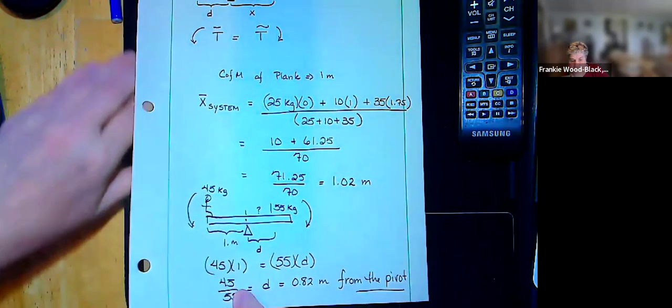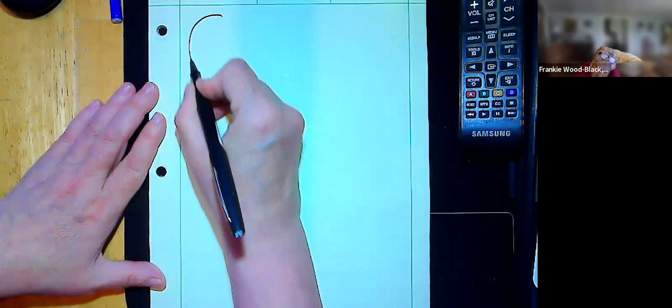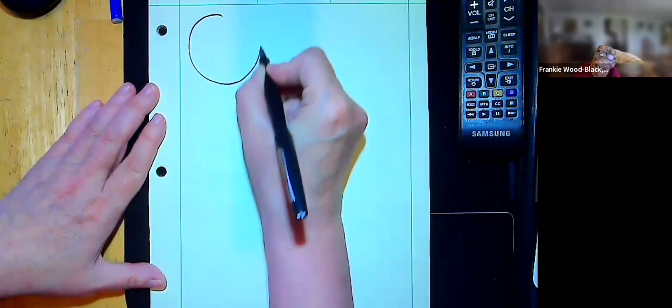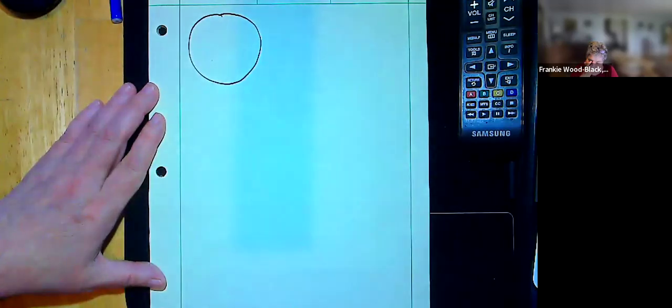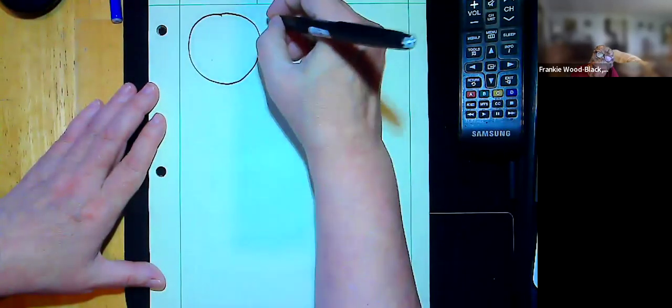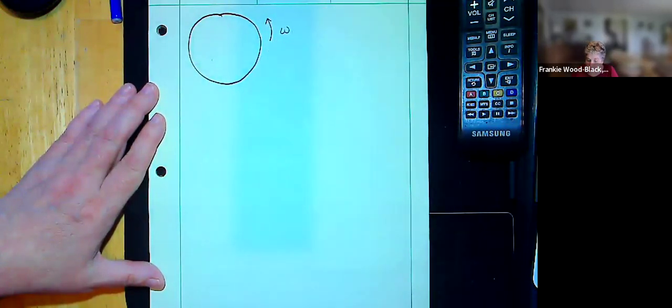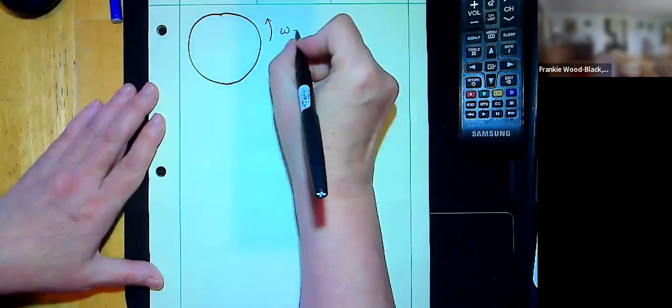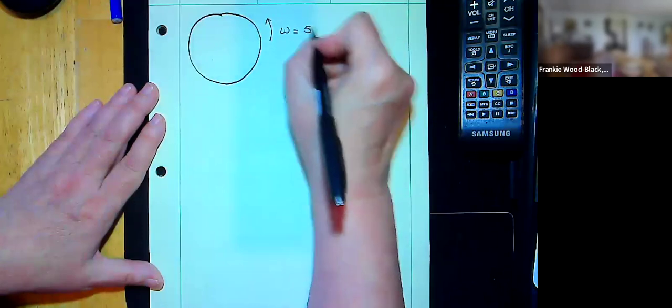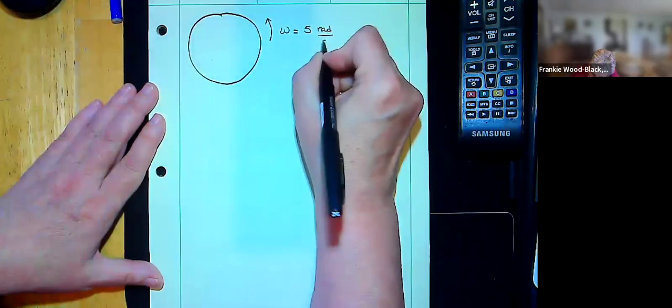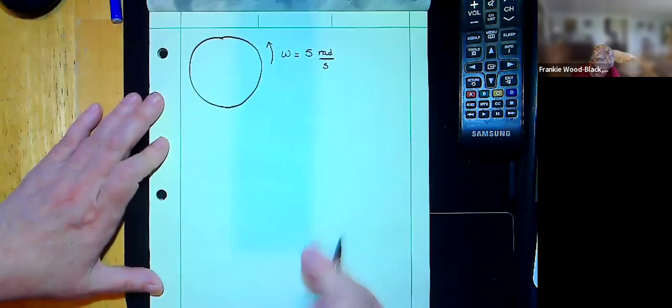Okay. So now we're going to combine this all together. We're going to do a merry-go-round. So we have a merry-go-round here, and we're going to have it rotating in that direction. Initially, we're going to have it rotate at 5 radians per second, and it's going to be at a constant rotation.